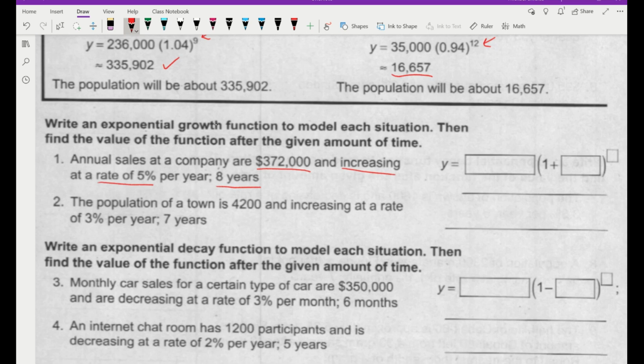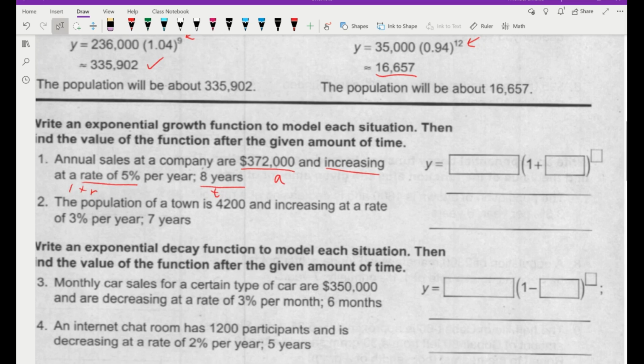We know the starting amount is going to be 372,000. It's increasing, so it's 1 plus r, and r is the 5%. T, of course, is the 8 years. So let's type it in here. We're starting with 372,000, times 1 plus r, which is 1 plus 0.05. And we're going to raise it to time years, which is, of course, 8.